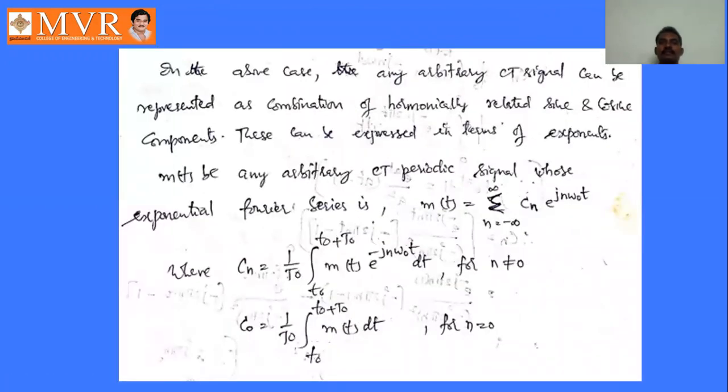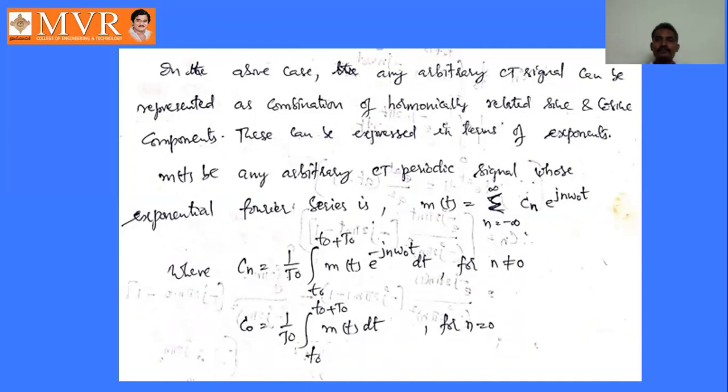In the above case, any arbitrary continuous time signal can be represented as a combination of basic signals. Here, we are representing this arbitrary CT signal m of t as a combination of harmonically related signals. Harmonics means first harmonic, second harmonic, third harmonic, fourth harmonic, up to the nth harmonic. These harmonics may be either sine forms or cosine forms. So the arbitrary continuous time signal can be represented as a combination of harmonically related sine and cosine components.